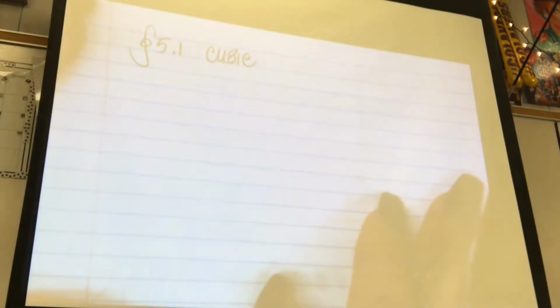All right, this is section 5.1. We are now graduated from quadratics, and we are now into cubic functions.